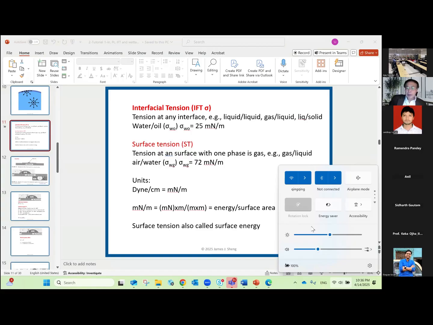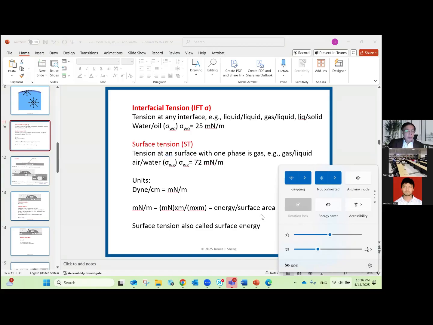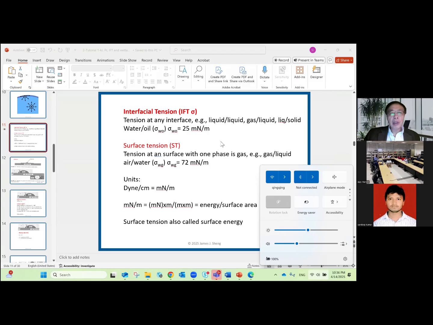Right, thank you, Professor Mando, and good morning, everyone. So today I'm going to continue with yesterday's class and introduce some fundamental properties for the shale reservoirs. Yesterday we stopped at interfacial tension.